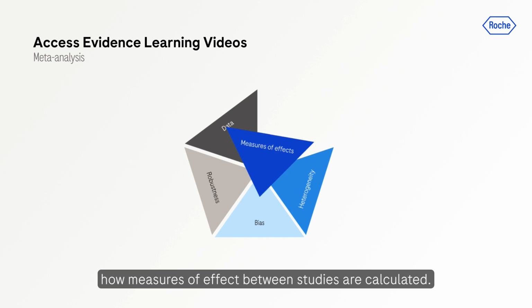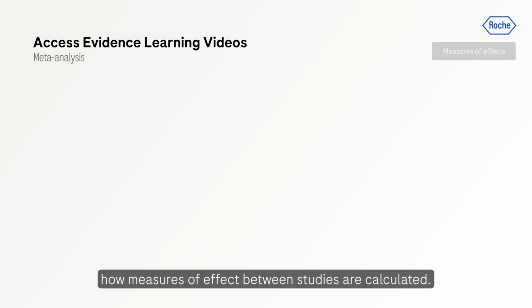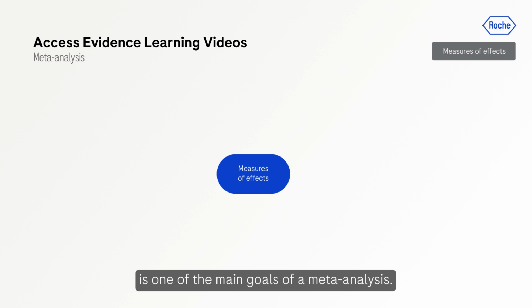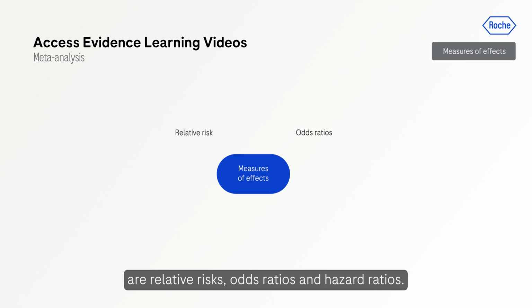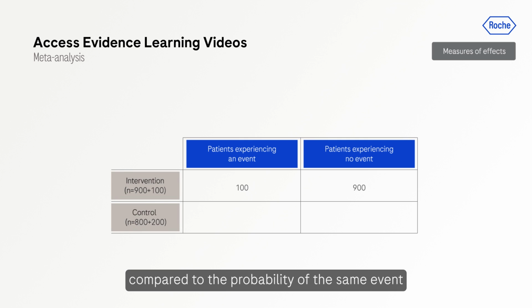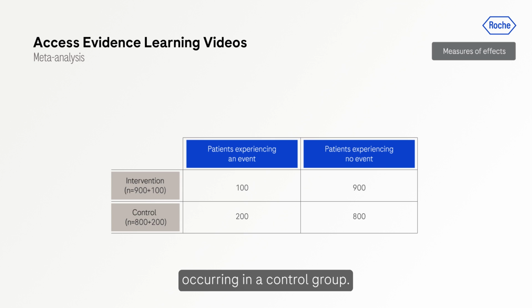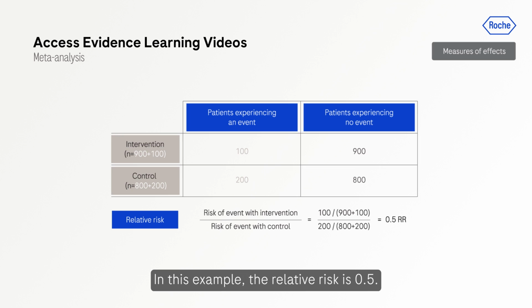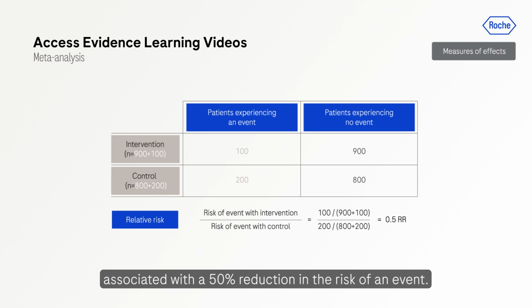Now let's focus on how measures of effect between studies are calculated. Generating a summary measure of effect from more than one study is one of the main goals of a meta-analysis. The 3 most commonly reported effect measures are relative risk, odds ratios, and hazard ratios. Relative risk refers to the probability of an event with the use of a particular intervention compared to the probability of the same event occurring in a control group. It is calculated by dividing the risk of an event with an intervention with that of a control. In this example, the relative risk is 0.5. The intervention can therefore be said to be associated with a 50% reduction in the risk of an event.